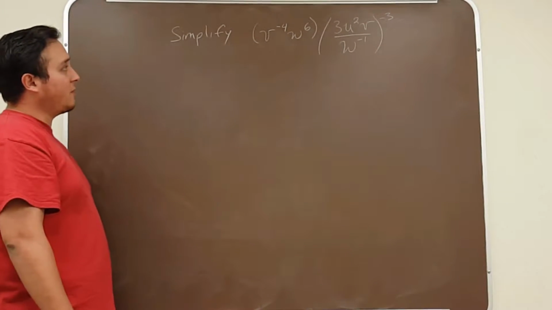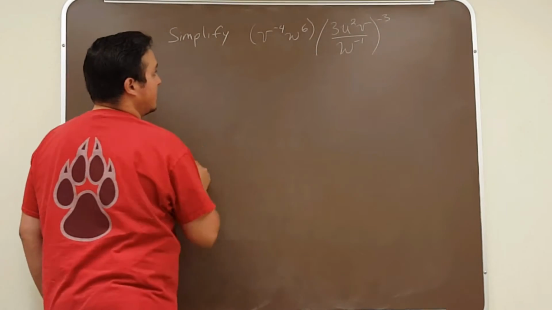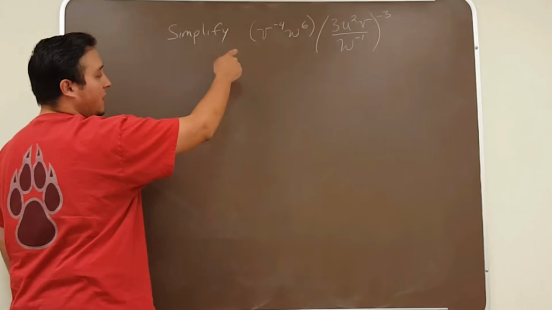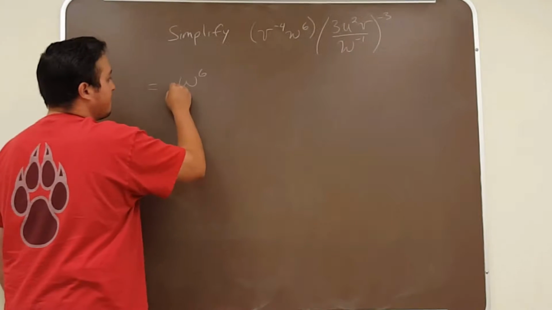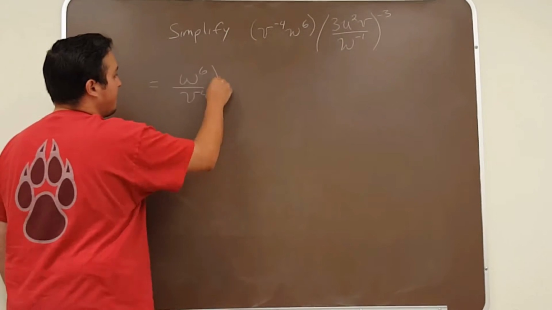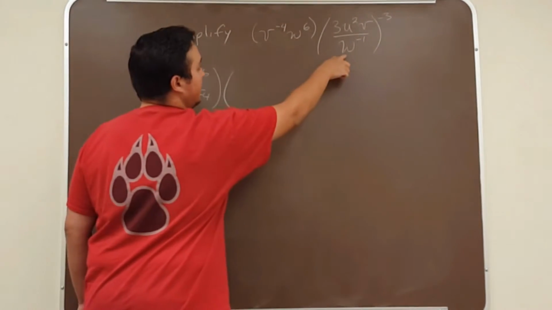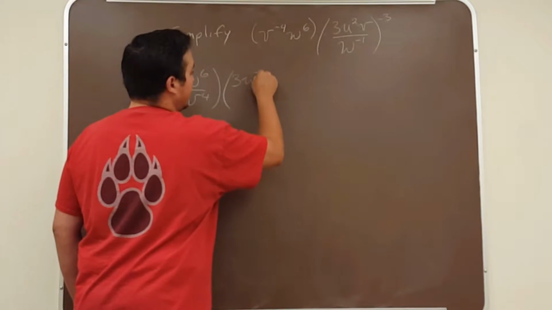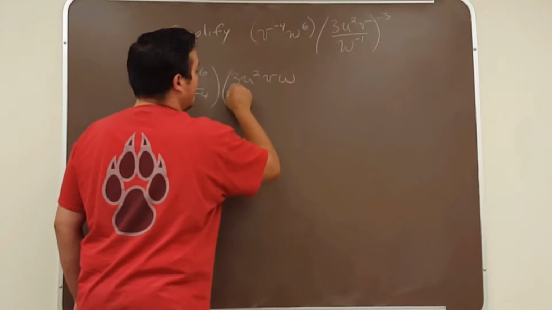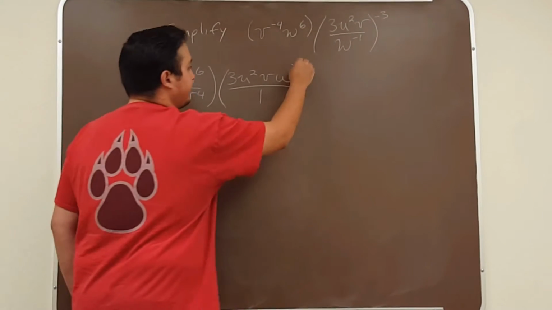So starting to simplify this problem, again, we're going to start within the parentheses. Inside these parentheses, I'm going to make that negative exponent positive by flipping it down to the denominator. Within the next set of parentheses, I'm going to flip the w to the numerator. I'm going to still leave this over 1, and I'll show you why in the next step.